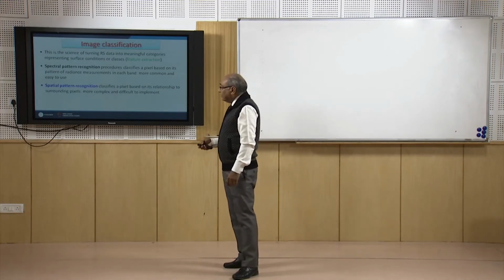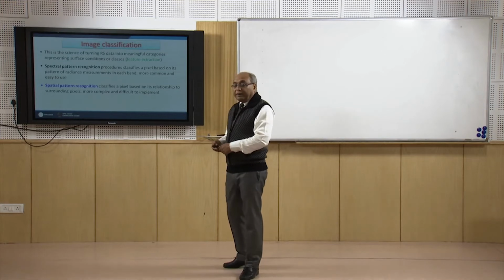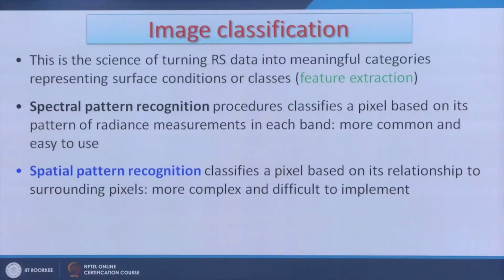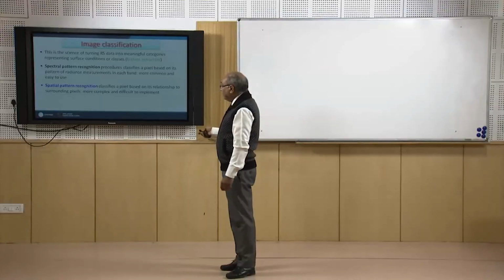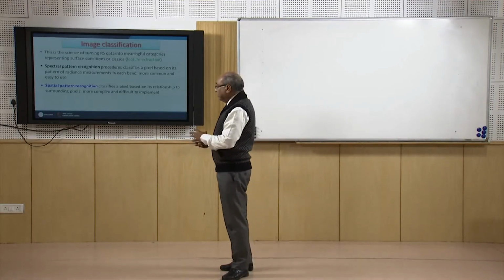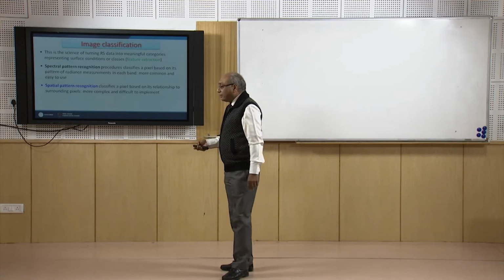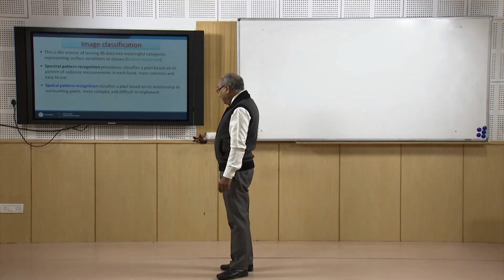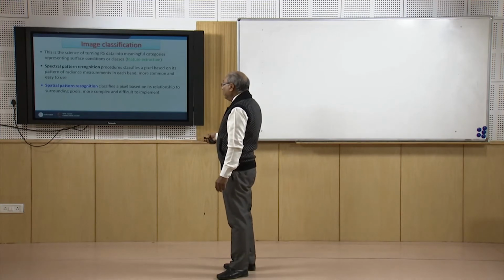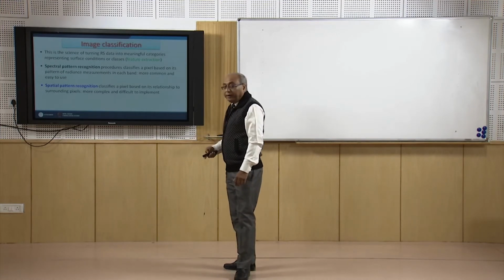Then the second one is spatial pattern recognition, in which the classification is based not just on the pixel, but on its relationship with surrounding pixels. In the previous one each pixel is treated independently, but here the surrounding, neighboring pixels are also considered. So this one is more complex as compared to spectral classification, and more difficult to implement.